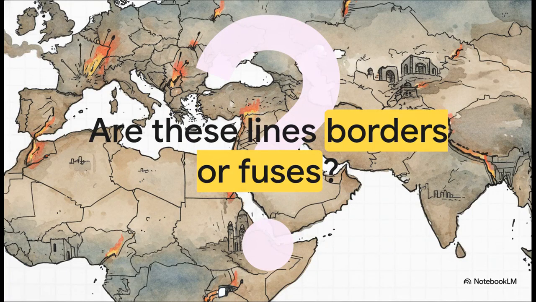Which really brings us all the way back to where we started. When you draw lines on a map based on imperial convenience instead of human geography, what have you created? Are they borders or are they fuses? I think the evidence speaks for itself. The map of the modern Middle East is a tragic reminder that history isn't something that's over and done with. It is the very architecture of the conflicts we live with today.